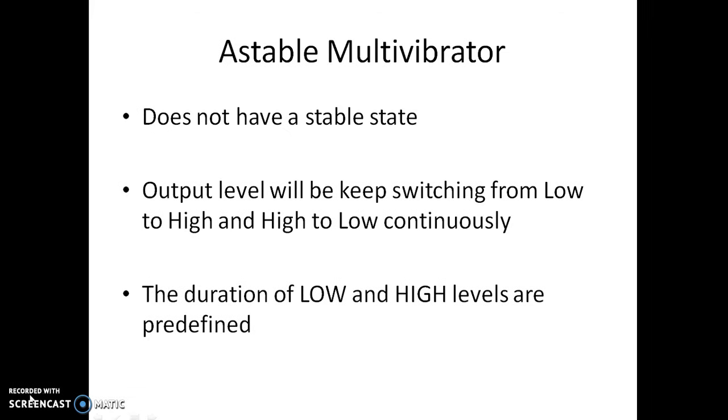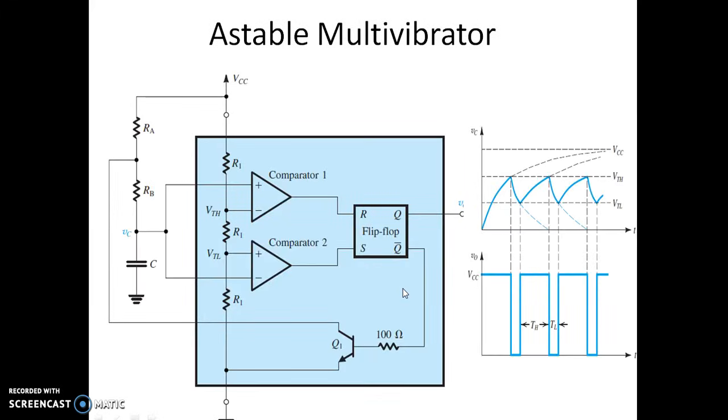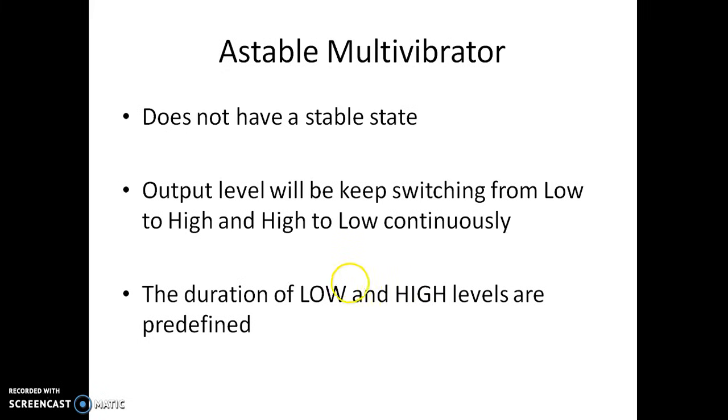Let us first try to understand what this astable multivibrator is. As the name itself indicates, this circuit does not have a stable state. The output level will keep switching from low to high and high to low continuously. So the level will not be stable. It will be high for some time, it will be low for some time, and that will keep changing continuously. The durations of the low and high levels are predefined. Up to what time it will be in the high state and up to what time it will be in the low state is a predefined parameter.